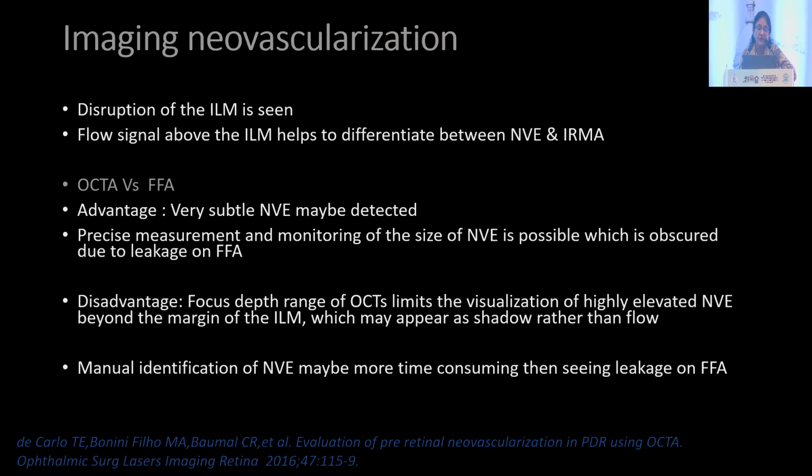The advantage of OCTA is it picks up very subtle NVEs which may not be detected on FFA. It also makes precise measurement and monitoring of the size of NVE possible, which may be obscured by the leakage on a fundus fluorescein angiography. The disadvantage is that if there are very elevated NVEs beyond the margin of the ILM, they may appear as shadows rather than a flow area.